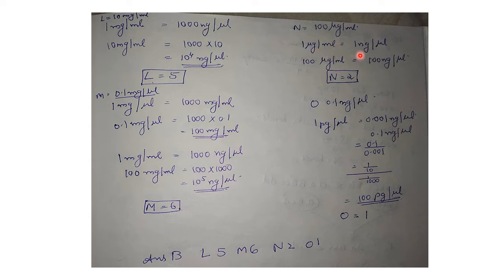Then next one, 100 micrograms per microliter. 1 microgram per ml is 1 nanogram per microliter. So 100 microgram per ml will be 100 nanograms per microliter. That is 0.01 nanograms per microliter. It is 1 picogram per microliter is equal to 0.001 nanograms per microliter, or that is equal to 0.1 nanogram per microliter. So it will be 100 picograms per microliter. So O is 1. So the answer is B, L5 M6 N2 O1.